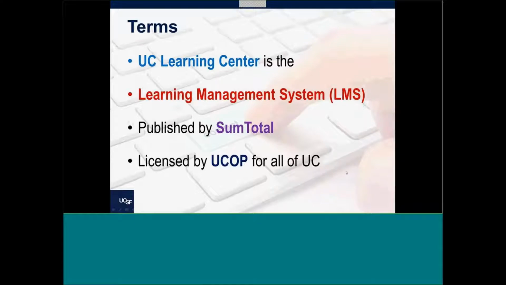Now, a couple of things that I want to make clear to you right up front. I'm going to be using some terms interchangeably, so I want to make sure that everybody's clear on those. The UC Learning Center is a learning management system. I'm going to use the acronym LMS. That's just the abbreviation for that. It's published by a company called Sum Total, and we license it through UCOP, the UC Office of the President, through all of UC, all the labs, all the campuses, all the med centers. So it technically is the LMS of record for all of UC. So again, if you hear me say UC Learning Center, LMS, or Sum Total, I'm talking about the same thing.